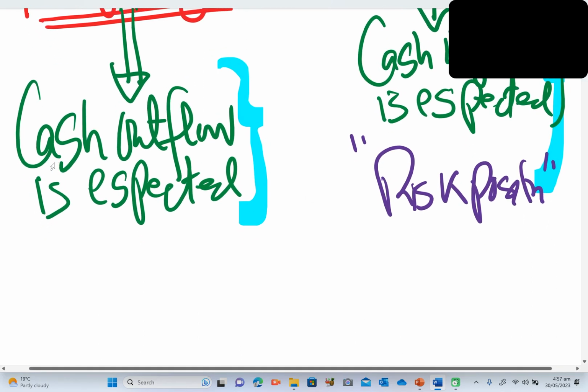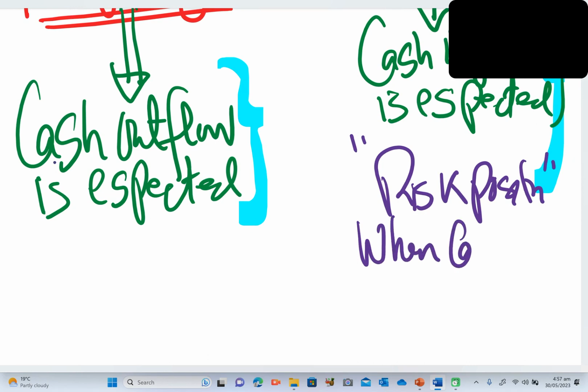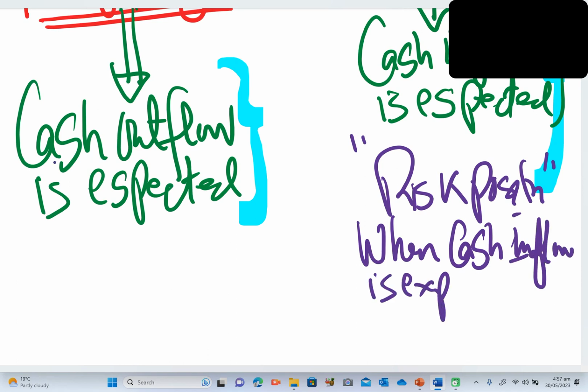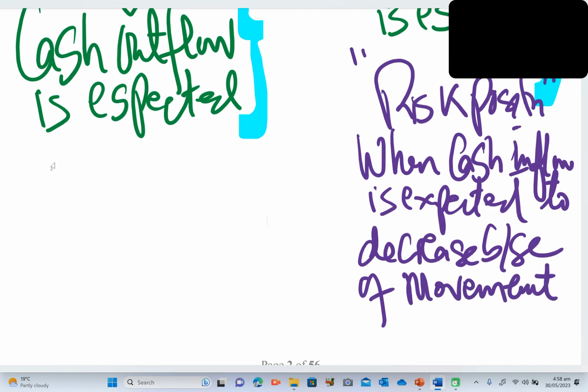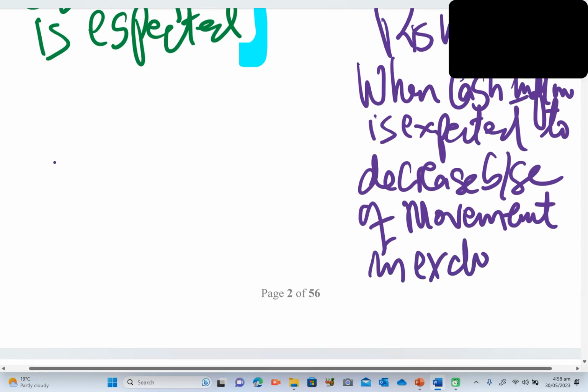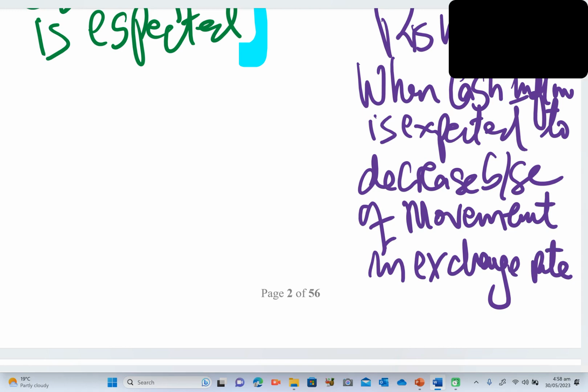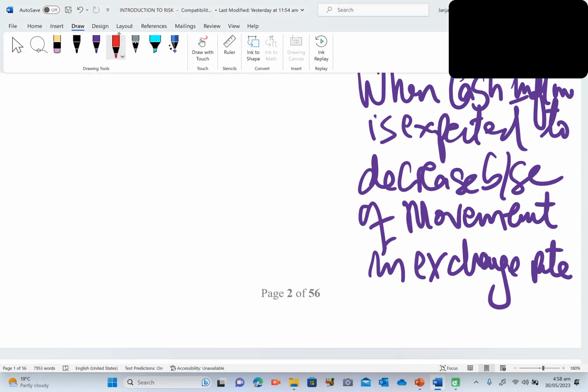So risk position unasema when cash inflow is expected to decrease because of movement in exchange rate. Yani kama exchange rate inapelekea wewe upate kidogo, manake hiyo nini? Ni risk position ambayo financial director, financial manager lazima observe movement in exchange rate. Umesikia hapa? Sasa twende upande huko.